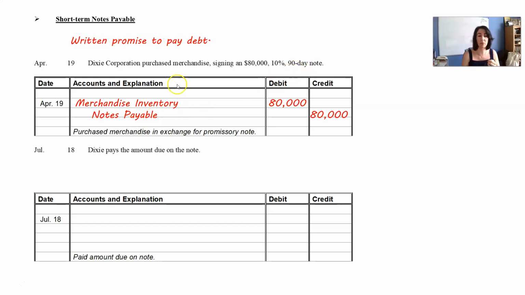This is 90 days, so it's clearly short-term. So 90 days passes, it's July 18th, and we now have to pay that note. Well, let's calculate the interest piece. Remember, interest is principal times the interest rate times time.